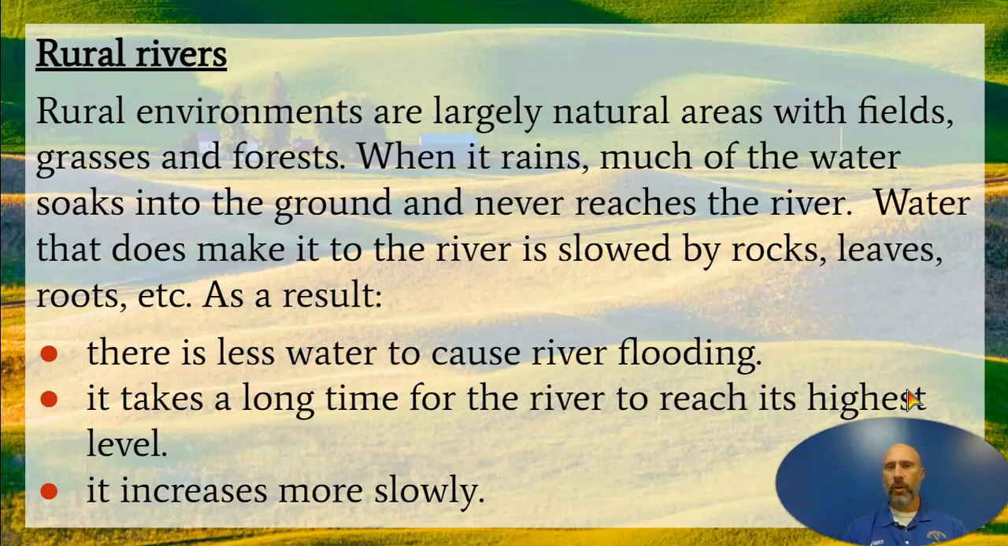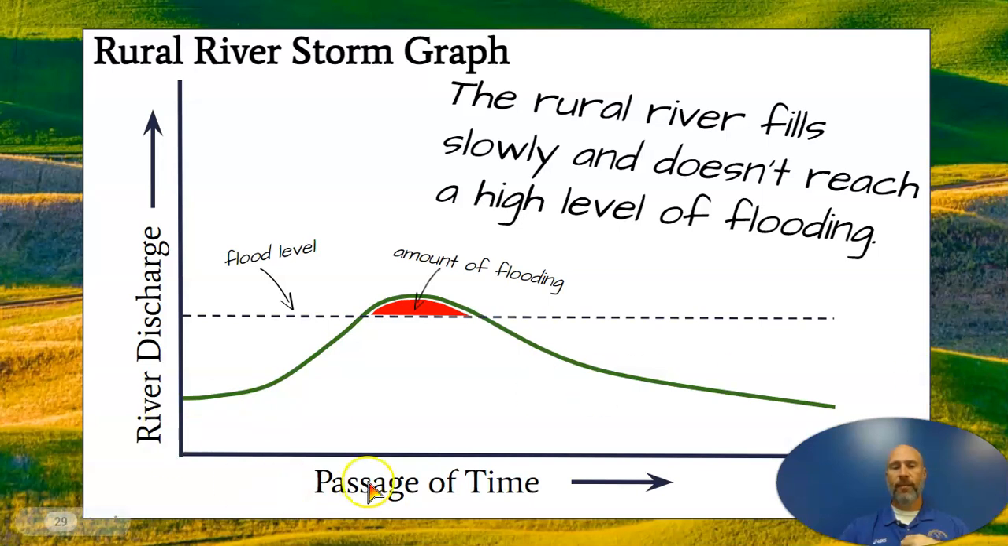Okay, and if it does go to the river, it goes very slowly because it has to pass through rocks and leaves and soil and all that kind of stuff. So there's less water that makes it to the river, and it gets there more slowly as a result. Now, if we graph that information, here's time, and then here's river discharge, how much water is coming out of the river.